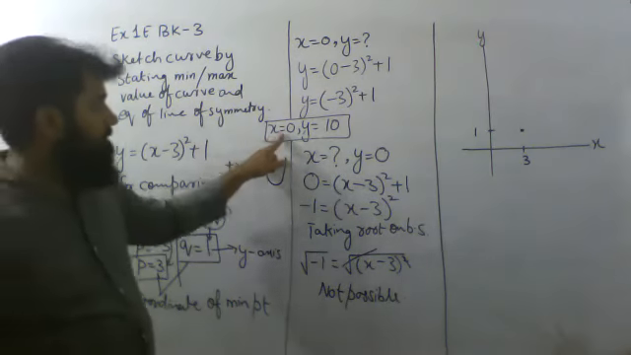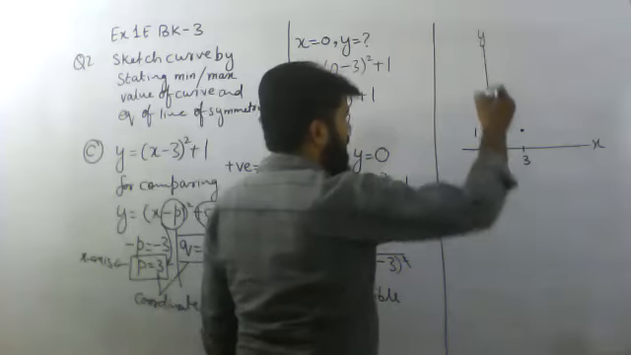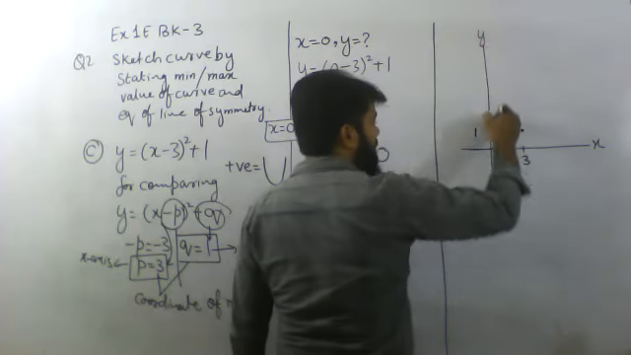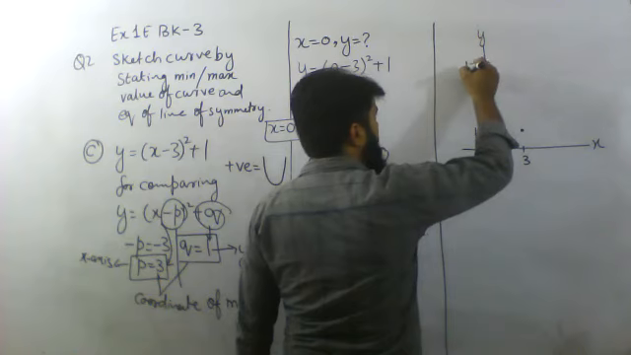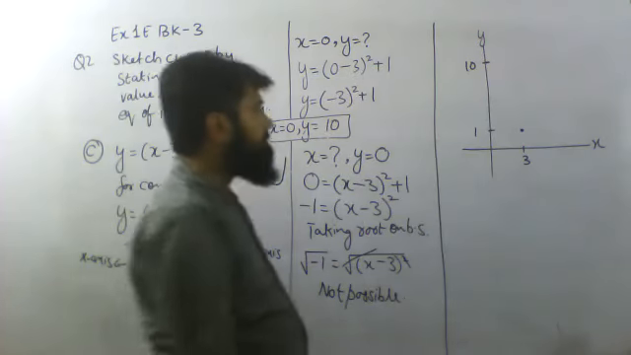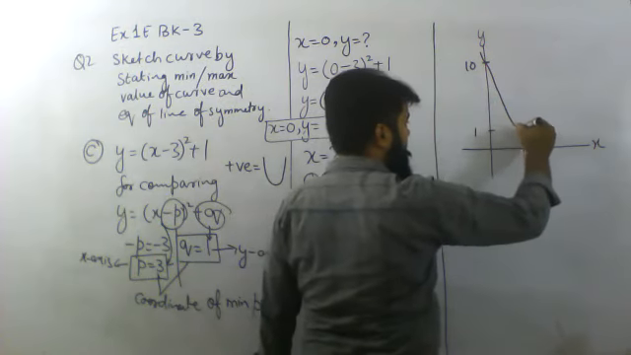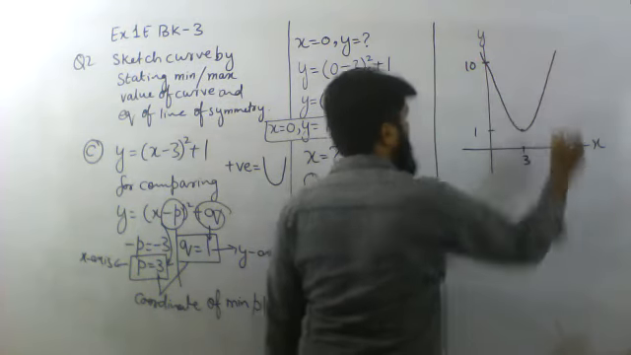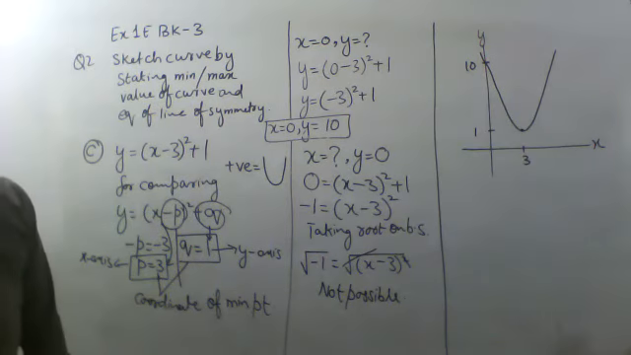Next, when x is 0, y is 10. x is always 0 on the y-axis, so y equals 10. I have marked it like this. Simplifying it, this is going to be my graph.